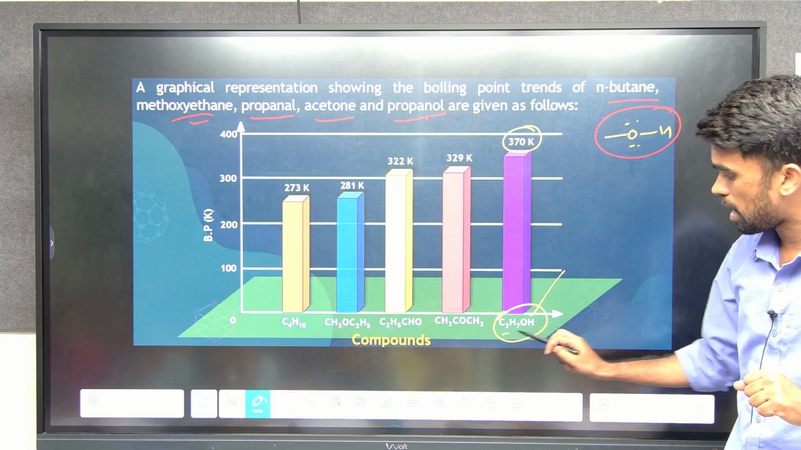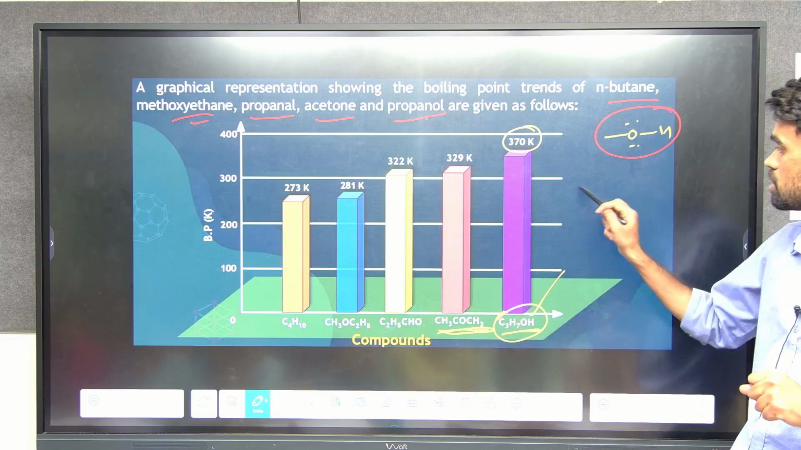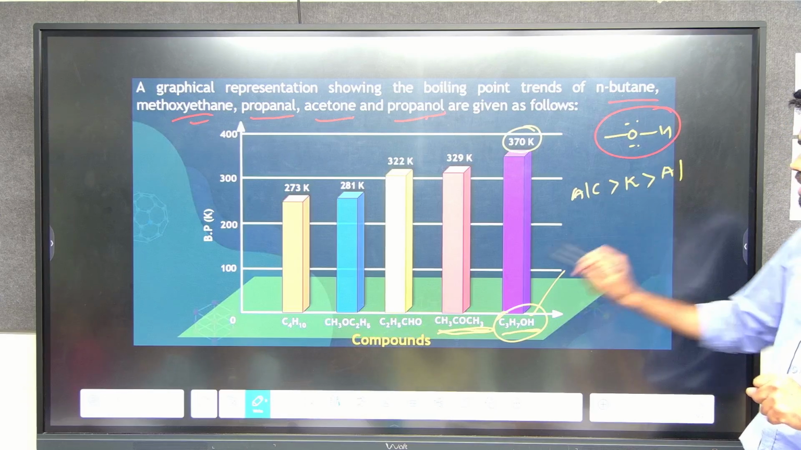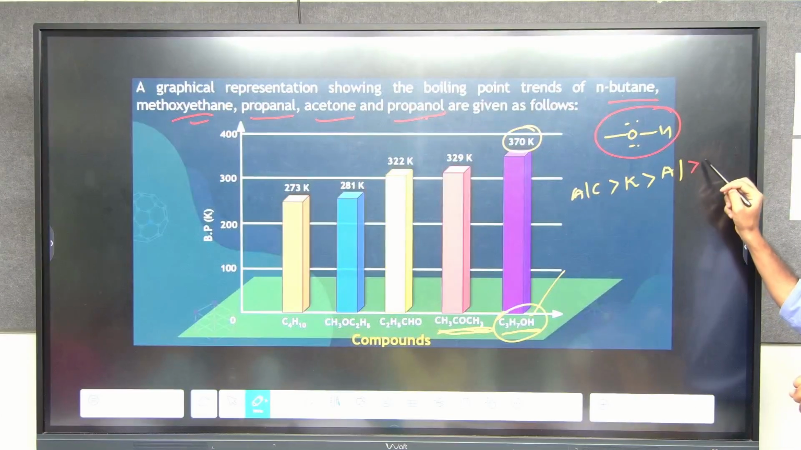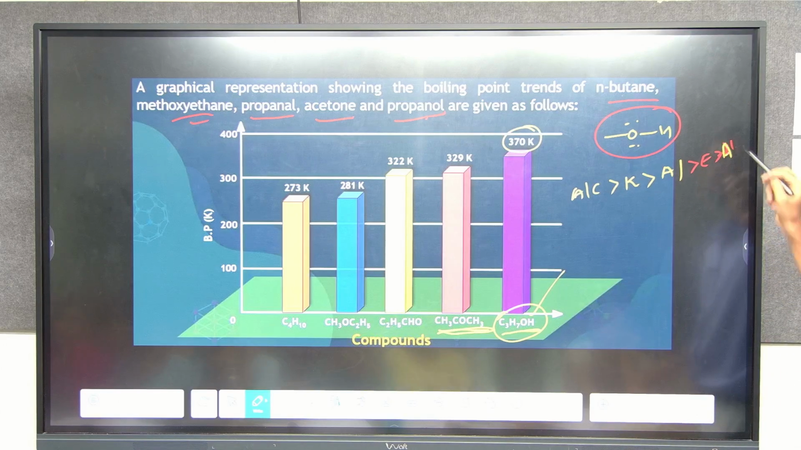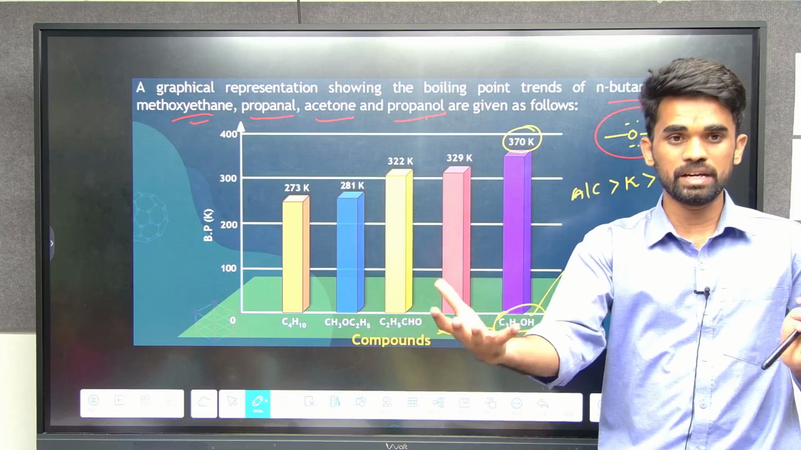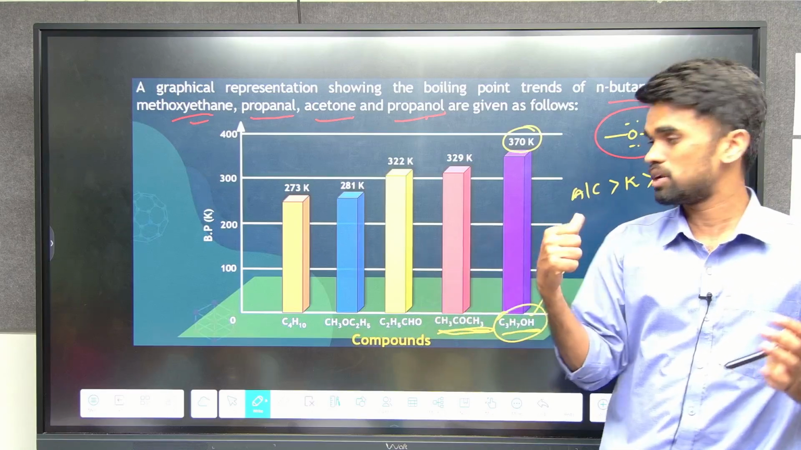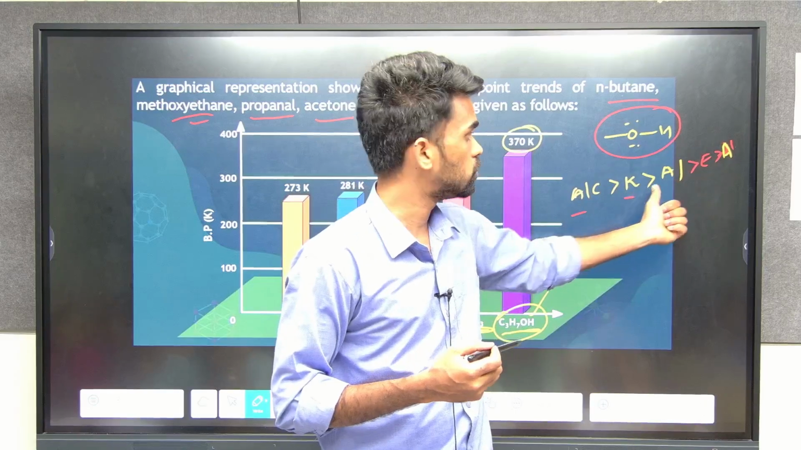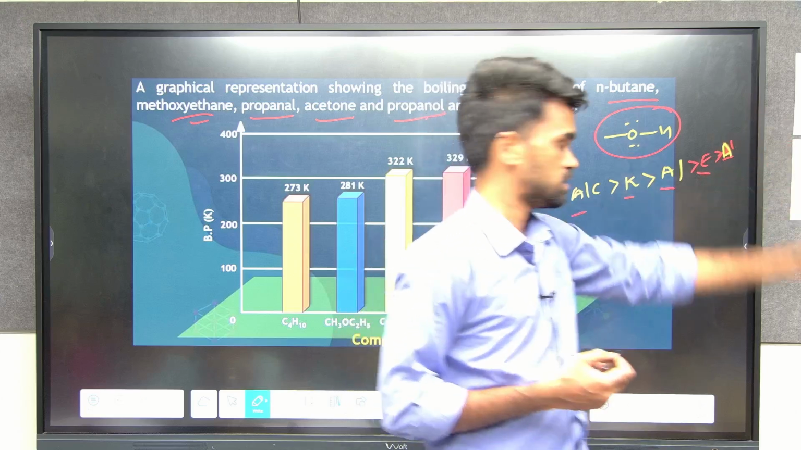So after alcohols you have ketones. Alcohols, next ketones, next aldehydes, next ethers, least is alkanes. Okay, so remember, for compounds with nearest molar masses, which compound will have the highest boiling point? Alcohol. Next one, ketone. Next, aldehydes, least alkanes. That's it.